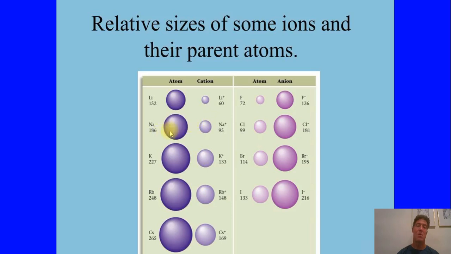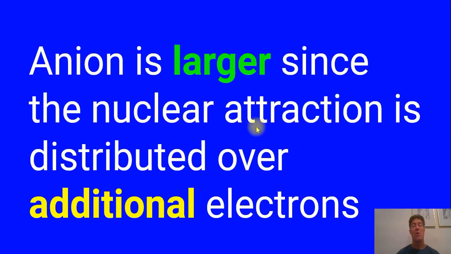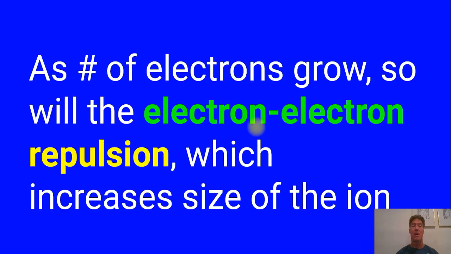You're going to see this pattern where cations are about half the size of their parent atom, and anions are about double the size of their parent atom. Anions are always larger because they've got extra electrons to distribute the nuclear attraction. And so it's going to allow those electrons to relax and to spread out further from the nucleus. The opposite is true of the cations, they're going to have fewer electrons, and so the remaining ones are going to be pulled tighter to the nucleus.